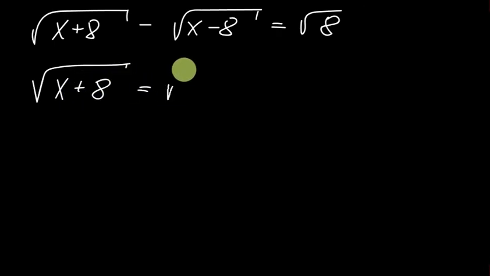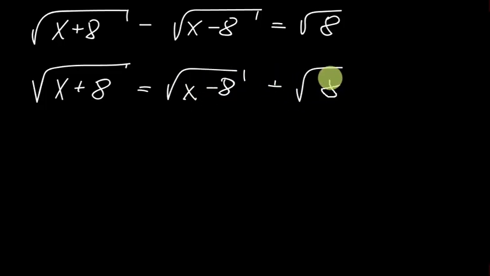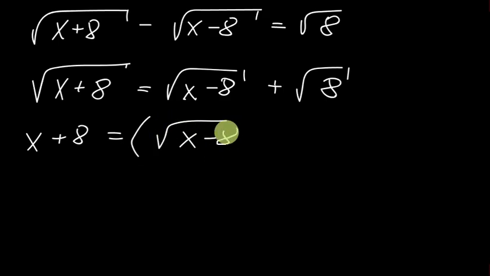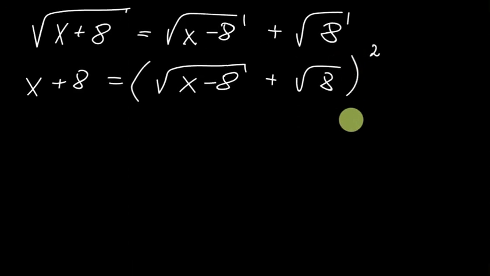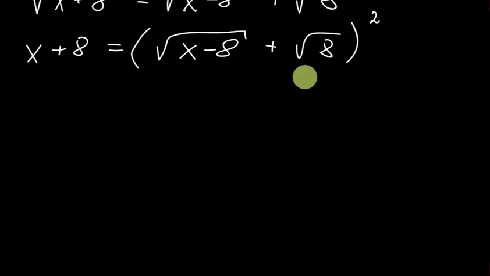So this is what we get. That's a plus sign. Okay, so now let's square both sides, and we get that x plus 8 is equal to x minus 8 plus the square root of 8, all squared. Okay, so we need to open this. We'll use our formula again, and let's just do that.